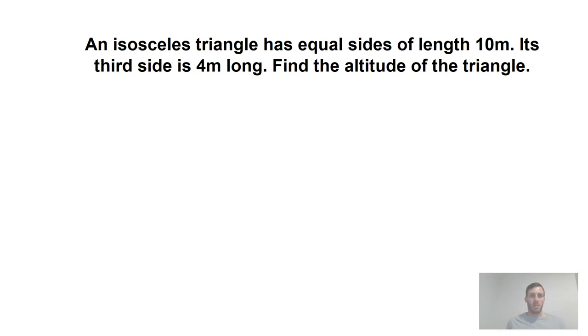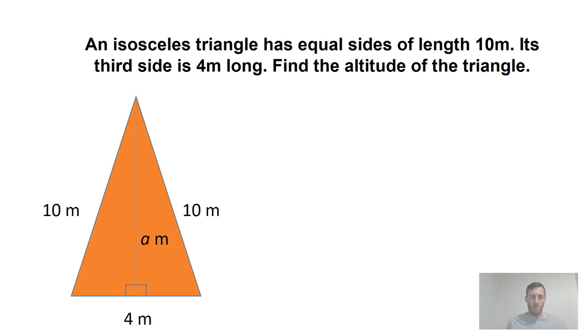An isosceles triangle has equal sides of length 10 meters. An isosceles triangle has two sides which are the same length. Its third side is 4 meters long. Find the altitude of the triangle. We know the altitude bisects the base at right angles, therefore we can draw a diagram like this. We're trying to find the altitude, which is the height of the triangle in this example. We're given the length of the base, and the altitude bisects the base in the middle, so one side will be 2 meters and the other side will also be 2 meters.